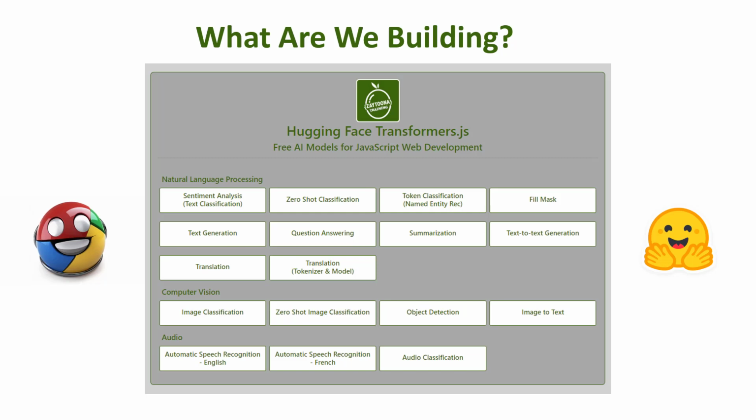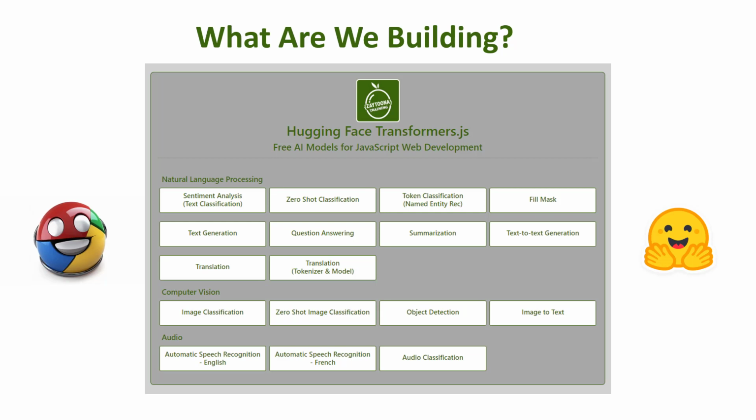Translation converts text from one language to another, like turning English sentences into French, ensuring that the translated content retains the original meaning. Translation with tokenizers and models. It is the same core idea as regular translation, but this approach offers more control over the process by manually handling tokens and accessing models directly.